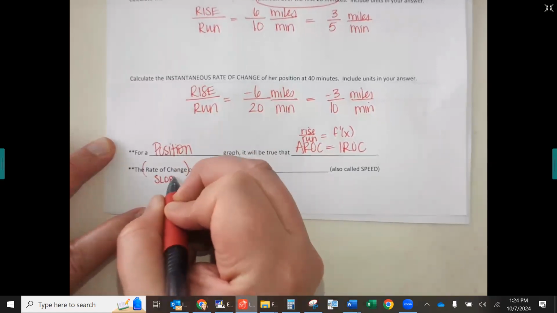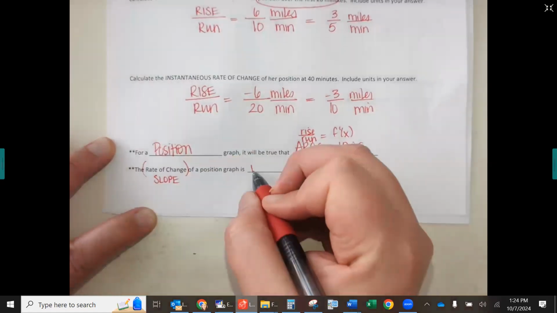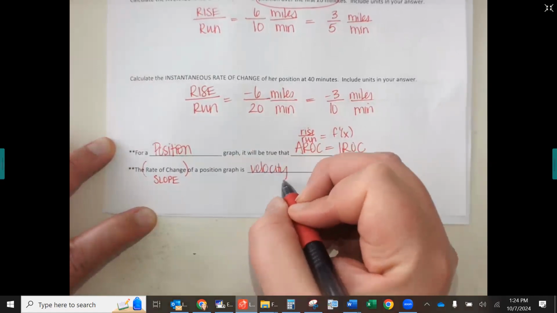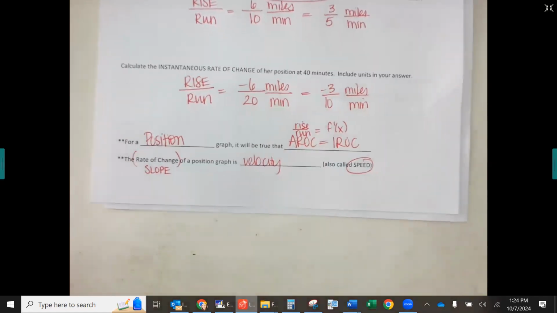Okay, the slope of a position graph is your velocity or speed. So the steeper the graph, the faster that your girl is jogging. The flatter the graph, the slower that she would be jogging. Okay? So the question on your CIA gives you a position graph, asks you to find the speed. Now we know that means find the slope. Okay? Go ahead and turn over to the back side.